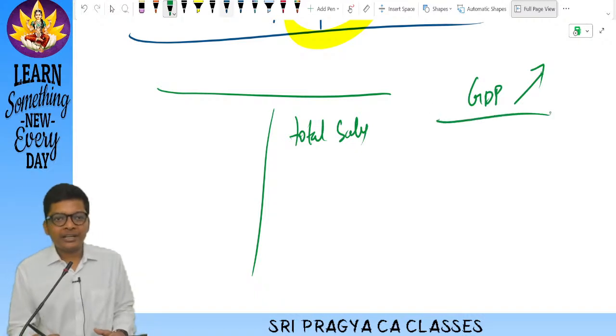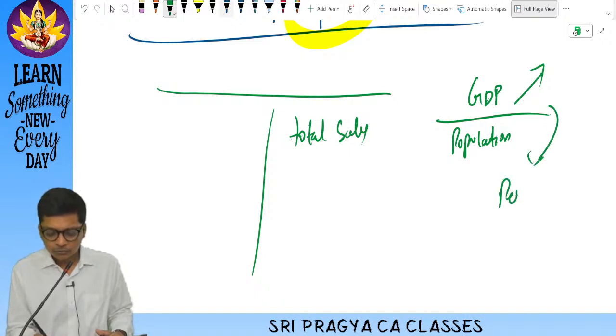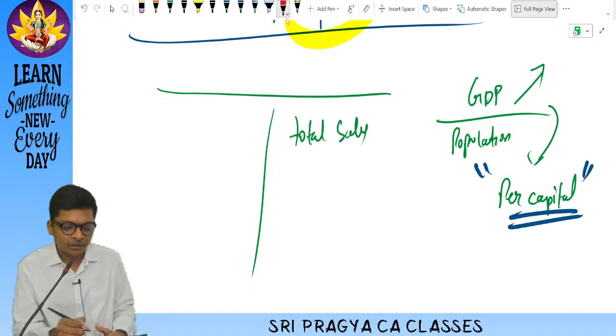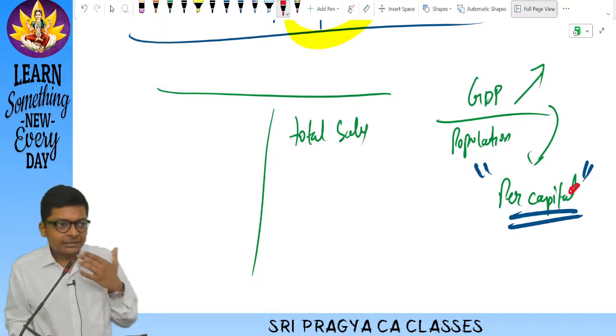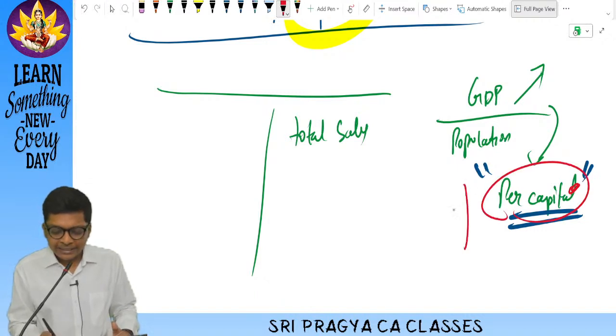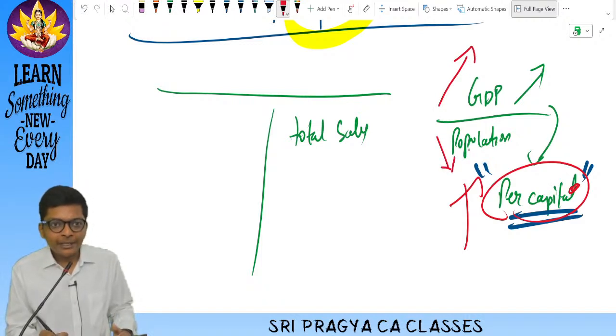With GDP, what I will do generally is divide by population and find the per capita income. For those who don't know what it is, not a big deal. We don't have it in the syllabus also. I'm just trying to give an example. Per capita income determines the country's income levels. So this should increase. To increase this, I should either increase the numerator GDP or decrease the denominator population.